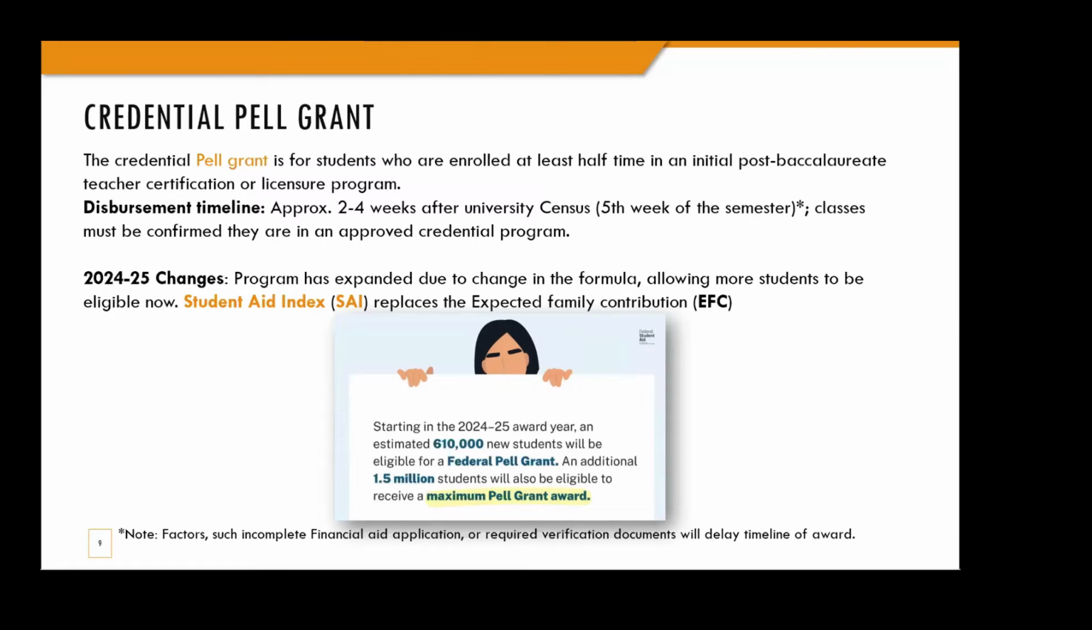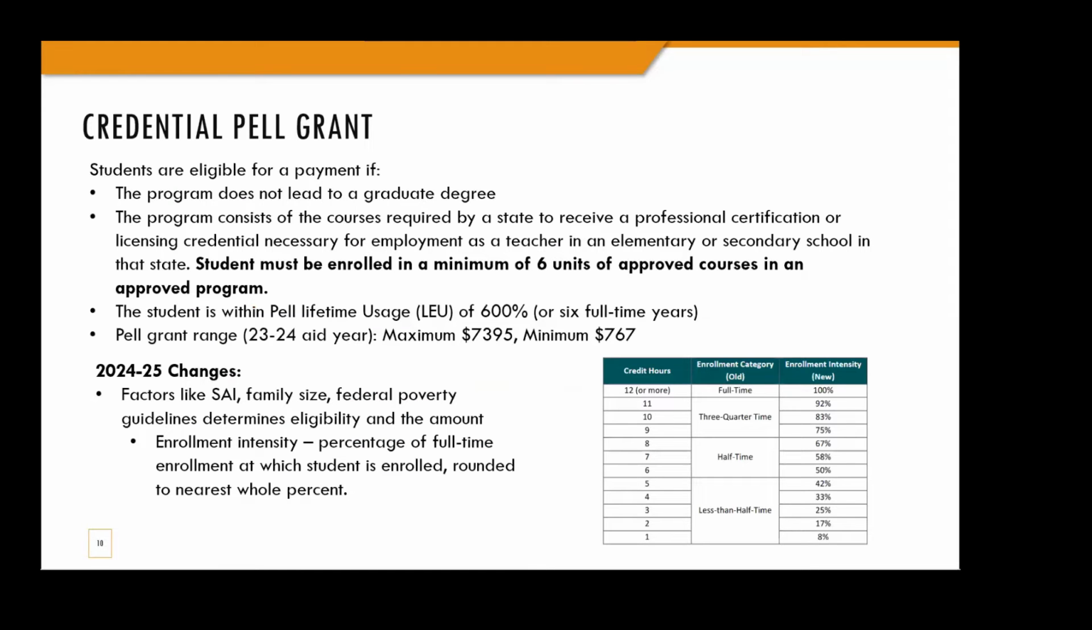Next slide. There are other requirements, not just being in an eligible program and eligible classes. Students are eligible for a payment if the program does not lead to a graduate degree. The program consists of courses that are required by the state to receive a professional certification or licensing credential to be employed as a teacher in an elementary or secondary school in that state.